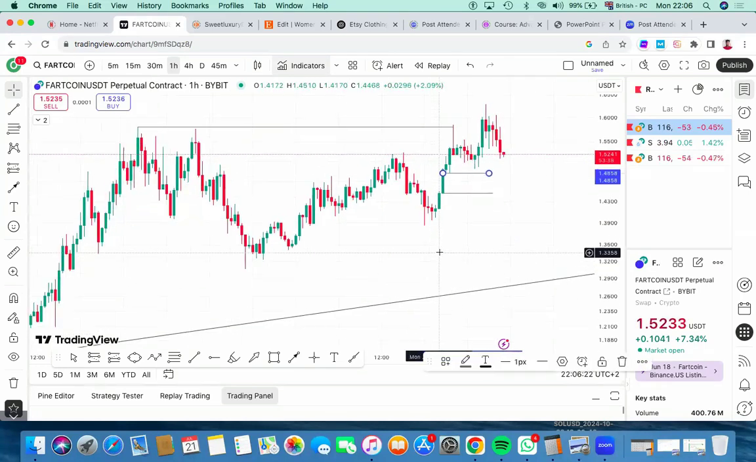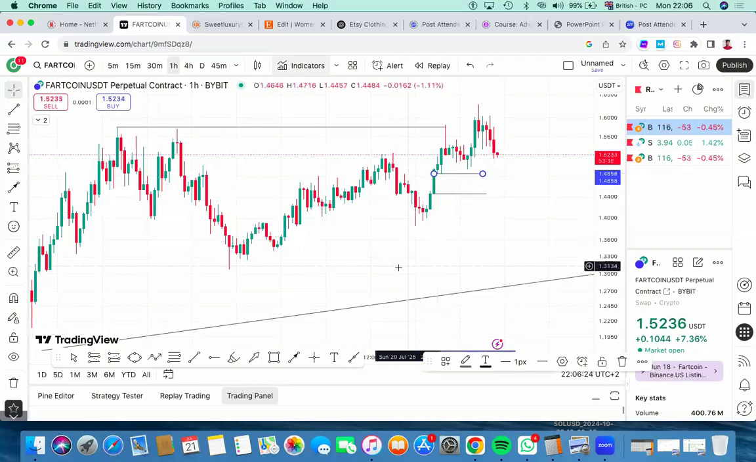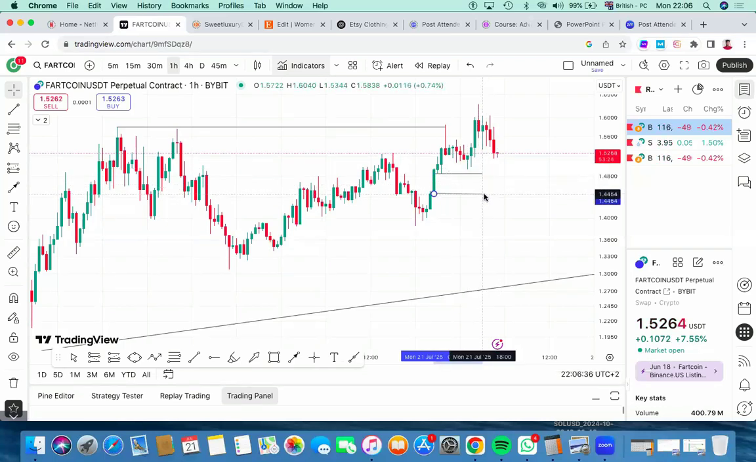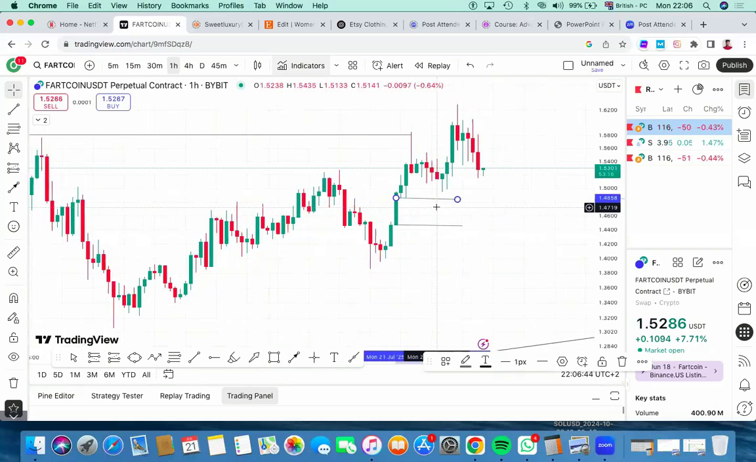And we have this block sitting around here. Honestly, if I was to take this trade, this is not a good trade for me to take, but this is just a clear example of what we are intending. So there is this fair value gap, and we have 3 Marabusu candles.